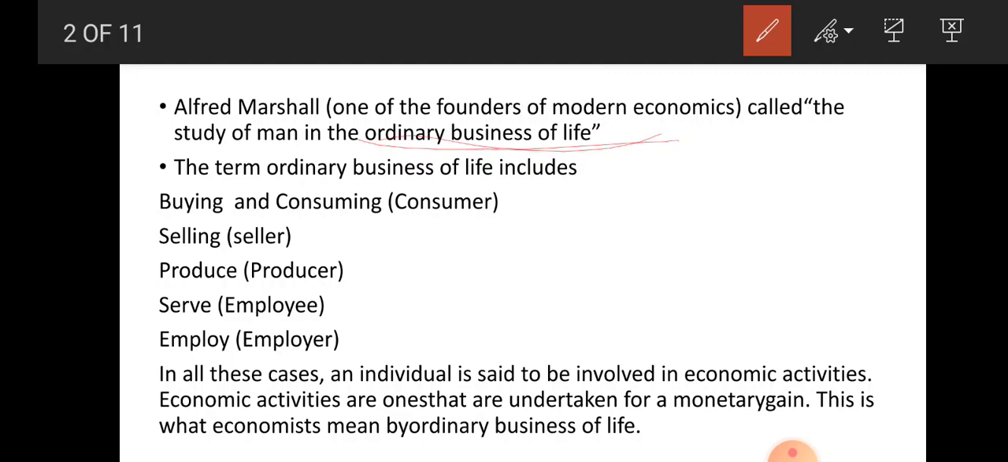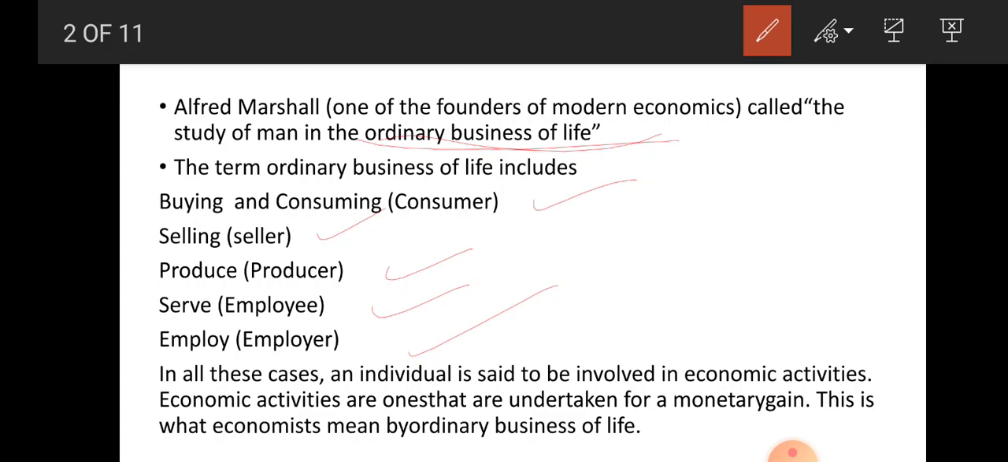Now the term ordinary business of life includes some processes and some basic concepts. So what are those basic concepts? Like consumer, seller, producer, employee and employer. So consumer, when it is related to buying and consuming, we buy something because we need to consume it, right? Then to be there a buyer, there needs to be a seller, right? So it is related to selling. Then to sell something, first of all we have to produce it, so there must be some producer. Then in the production process we need service and employee.